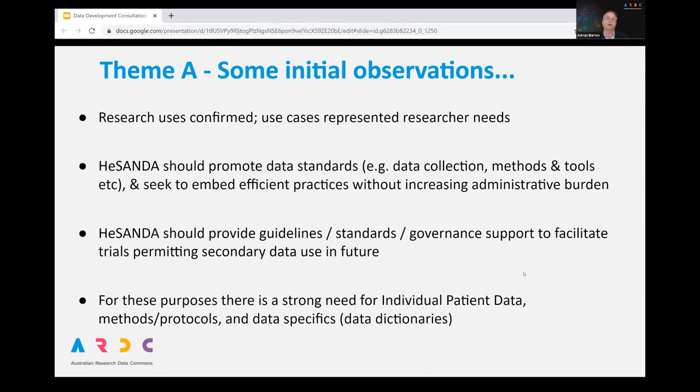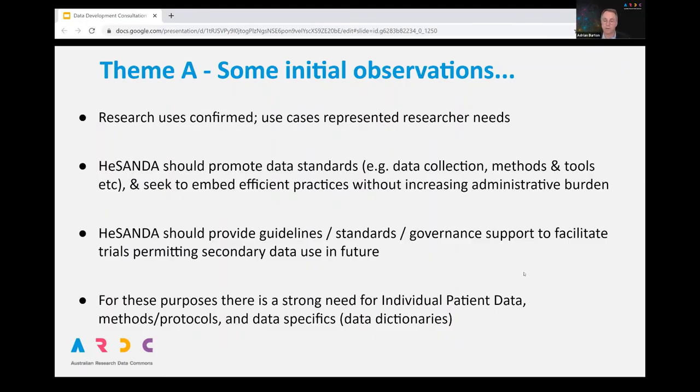The initial observations from theme A are that there are a number of very important research uses that have been confirmed. Those use cases line up very strongly with researcher needs. The HeSANDA initiative should look at promoting data standards and trying to embed those, to address inefficient research practices, but with good consideration of not increasing the administrative burden, and those standards should be catalyzing secondary use of data into the future. And then to sum up, for the purposes that were identified, there is a strong need for individual patient data and methods, protocols and data dictionaries to support that.